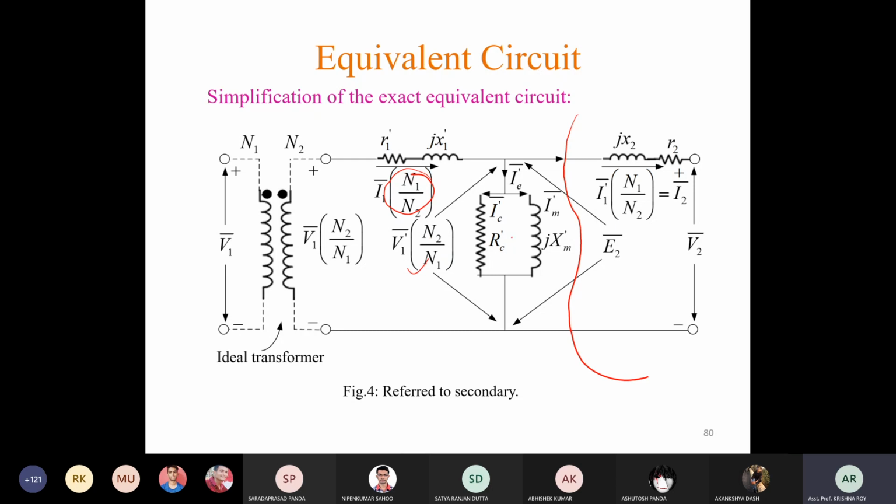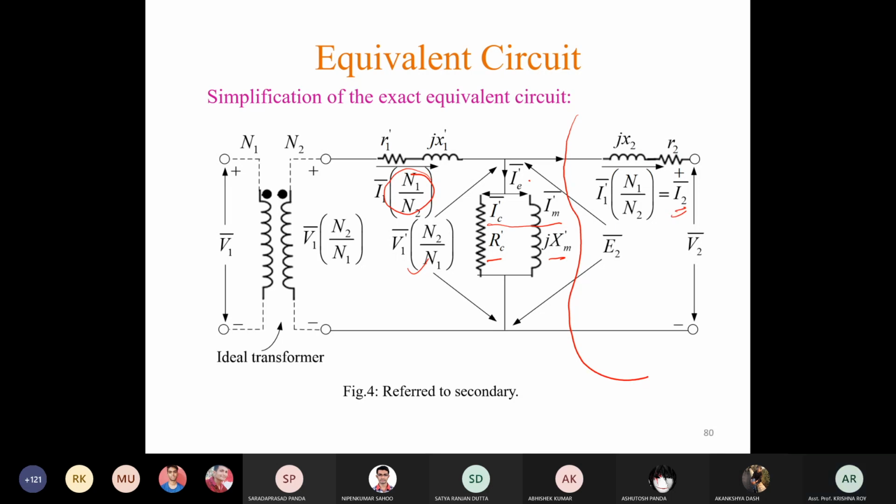IC dash, RC dash, IM dash, XM dash. These are already referred using the proper multiplying factor, that is either N1 by N2 or N2 by N1. Currents are multiplied by N1 by N2, resistance and reactances are multiplied by direct ratio squared. This current is also referred, and here we were having I1 dash, that current is multiplied by the inverse ratio, then after multiplication it becomes I2.